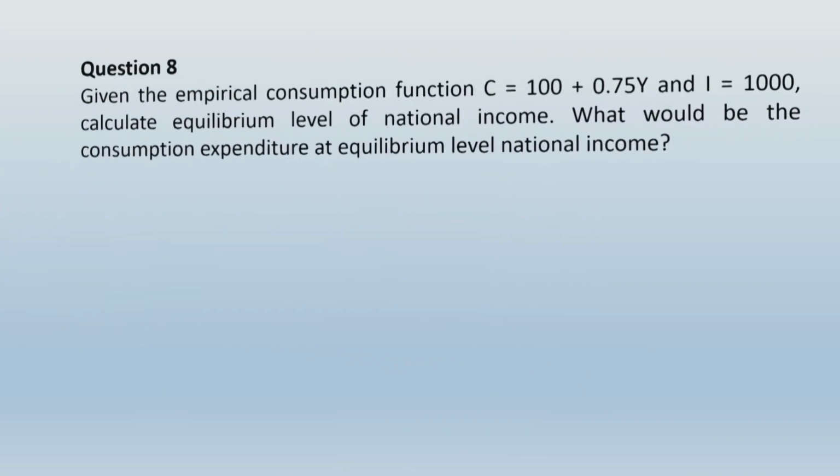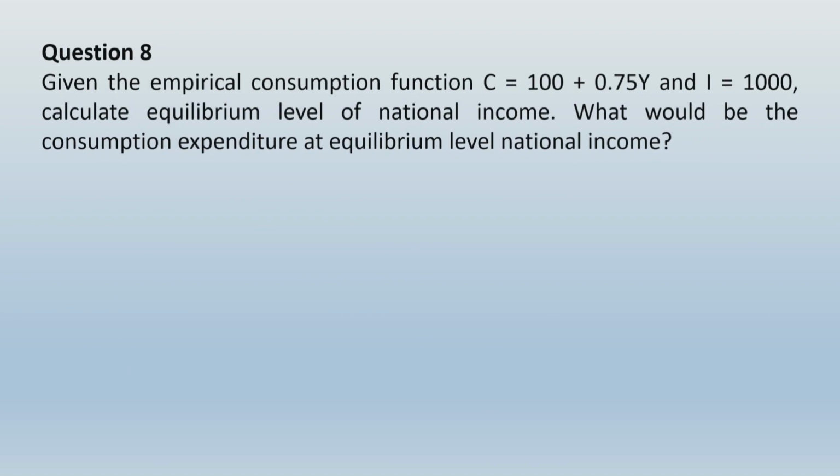Let us move ahead and take up the next question, that is question number 8. Let us read this question. Given the empirical consumption function C equals 100 plus 0.75Y and I equals 1000, calculate the equilibrium level of national income. What would be the consumption expenditure at the equilibrium level of national income?